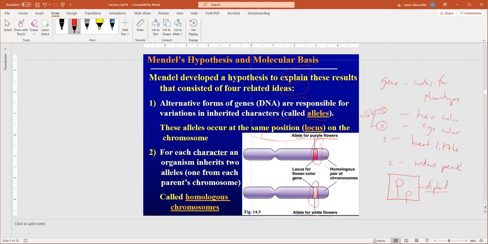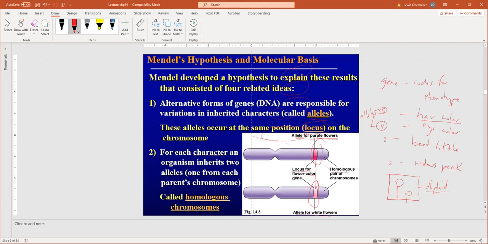Alleles are alternative forms of a gene. So for hair color, an alternative form of that would be red or blonde or brown and so on. The word locus, we've talked about this before. Locus refers to the location of where that gene is. So the locus for flower color is located here.